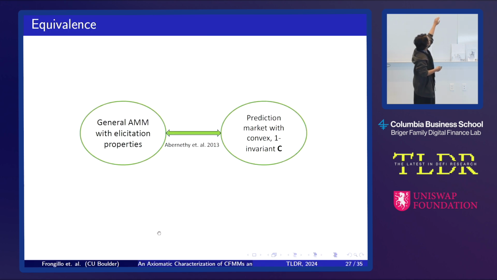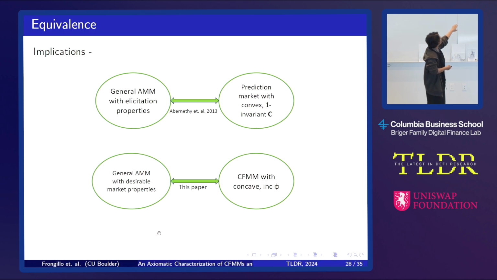I talked about Abernethy et al. 2013, which has a similar axiomatic flavor. They start with a general AMM and impose some basic elicitation properties. From these elicitation properties, they show that the only way to implement that is via a prediction market with a cost function C. But I also talked about in our first result that if you start with desirable market properties, you end up with a CFMM, right? In the second result, I talked about how there's a one-to-one correspondence between prediction markets and CFMMs.